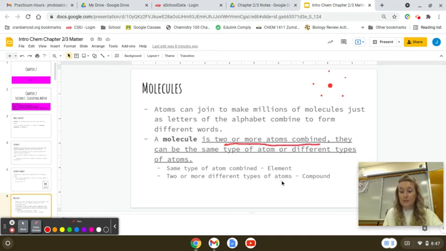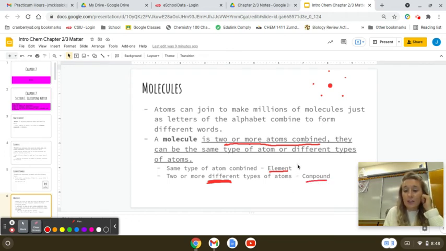They can be the same type of atom, so they can be two oxygen atoms together. That makes a molecule. Or we could have a carbon and an oxygen together, and that would also make a molecule, okay? When they're the same type, that's going to be an element. So two or more oxygen atoms together making a molecule, that's considered an element. If we have two or more different types of atoms together, so a carbon and an oxygen, that's going to be our compound, okay?